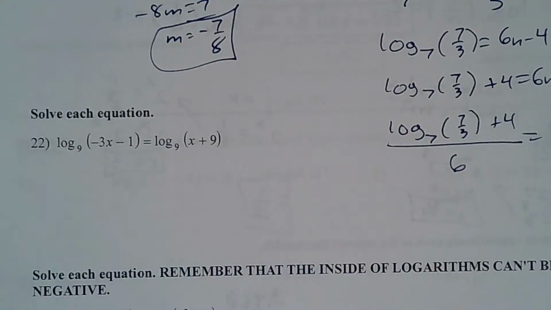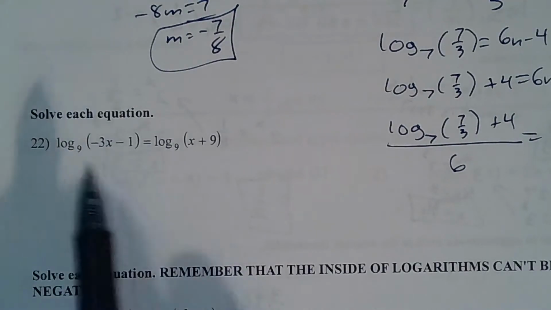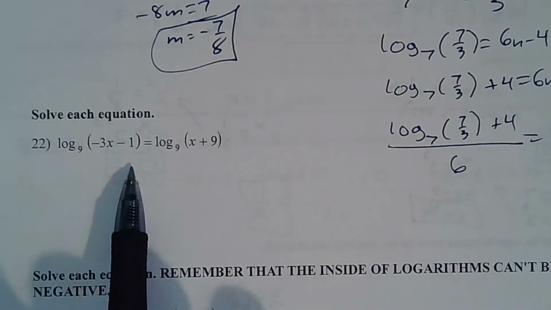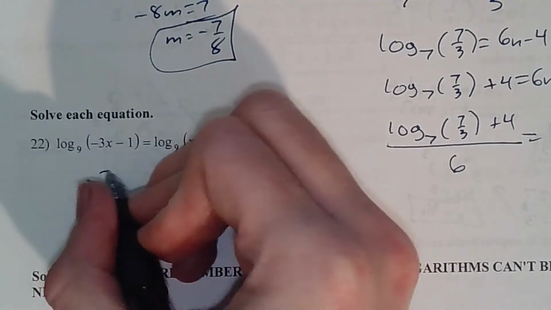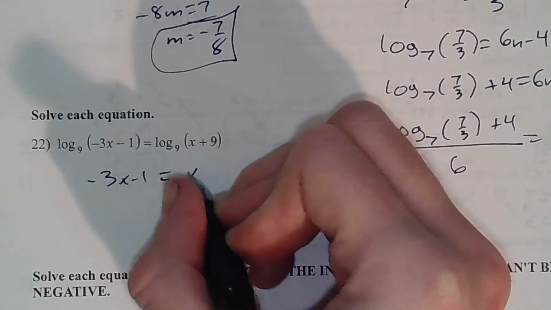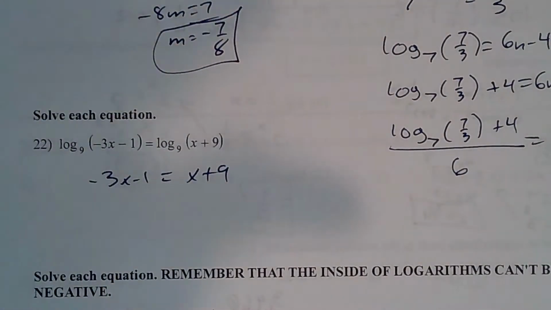We have log 9 on both sides, so there's not like a log loop per se to do, but because they're both logarithms on both sides, you can just forget about them and just write negative 3x minus 1 equals x plus 9. That's it. Don't have to do too much in terms of the thought process.